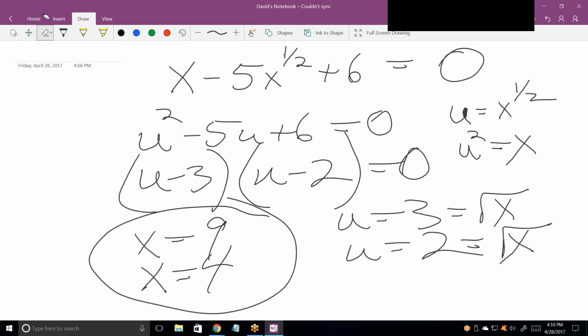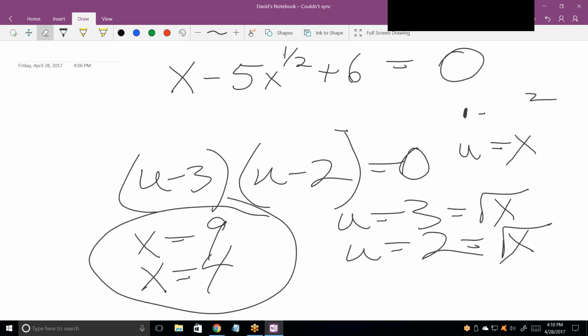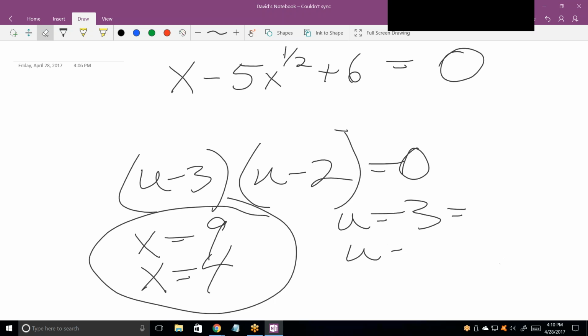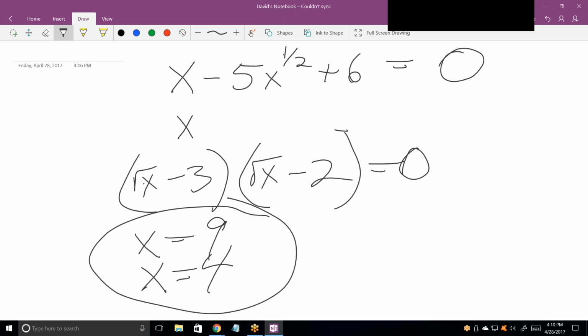Now, do I need to do U substitution? No. I could immediately, in other words, forget about U substitution. I don't need that. I'm going to go straight in, and I'm going to say this is the square root of x minus 3, the square root of x minus 2. Notice that when I multiply those two together, it produces x minus 5 square roots of x plus 6. Exactly what we started with. And I get to the solution immediately.